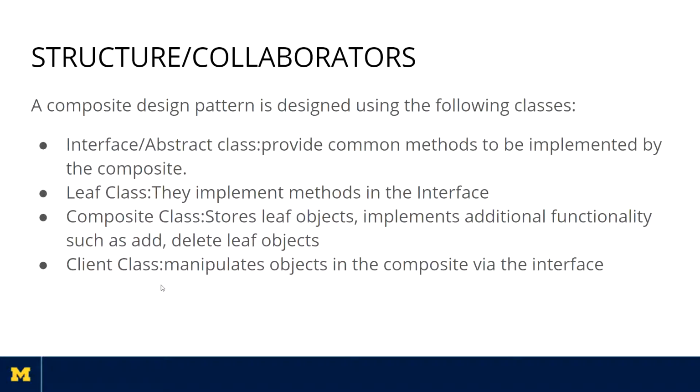In order to code a composite design pattern, you need these four components. The first one is an interface. In the interface, you define common methods used by both the classes. The second one is called the leaf class. The leaf class implements the methods in the interface. The third is called the composite class. This composite class basically stores its own leaf classes or additional composite classes, and they may even have some additional functionality such as add leaves, add or delete composites, leaves, etc.